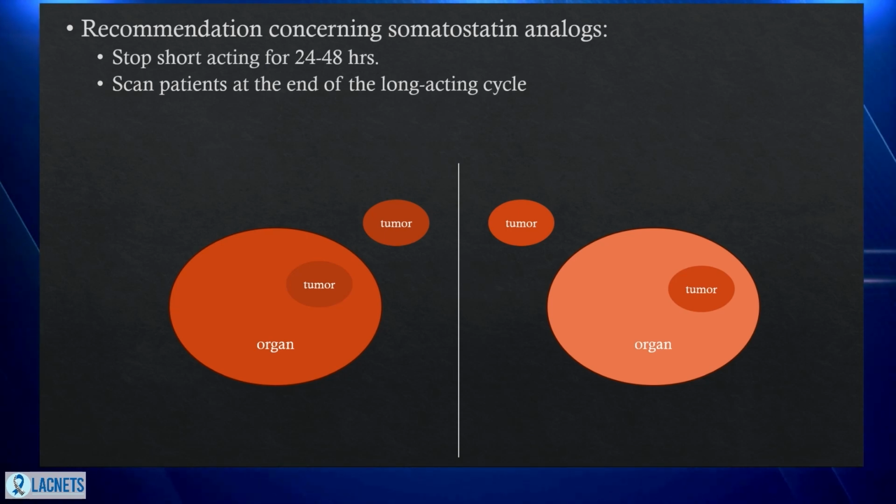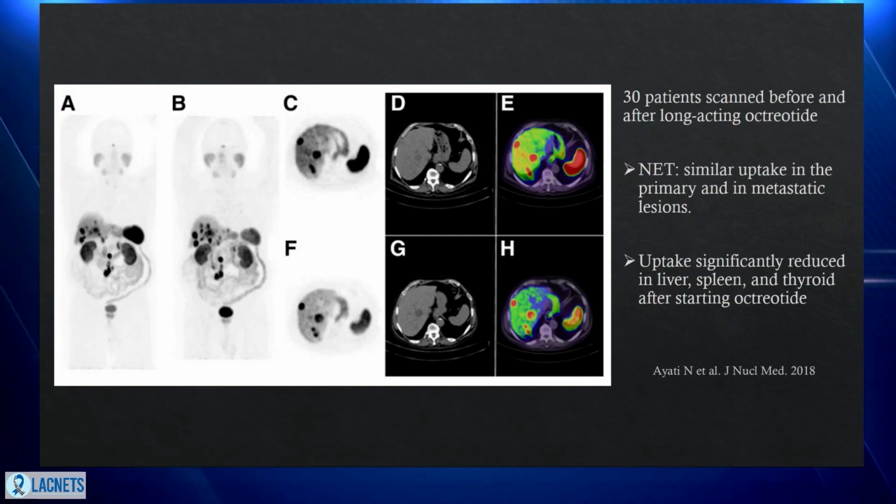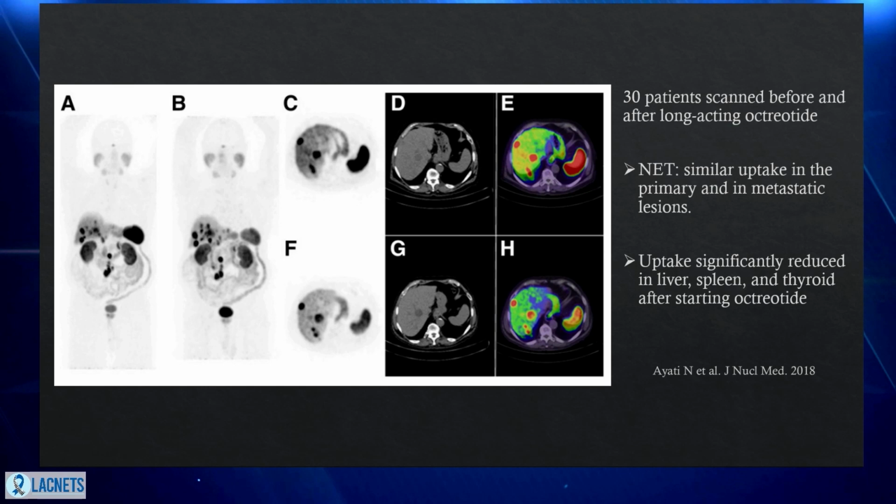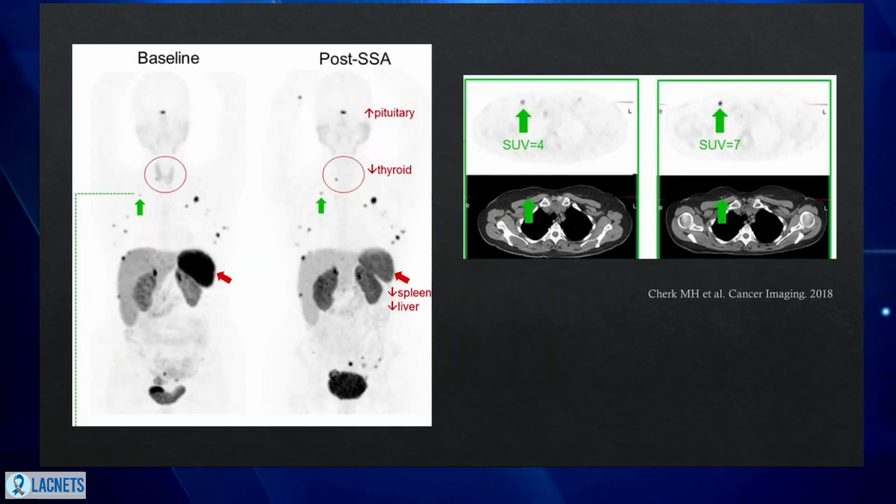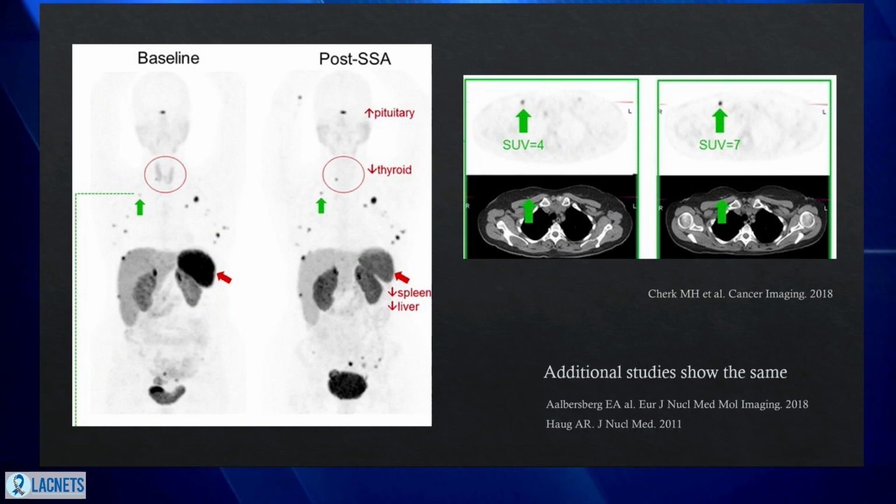And that's what the studies show on the presence of somatostatin analogs. For example, this is one of the studies that looked into that. Those were patients who were scanned before and after long-acting octreotide. What they show is that in normal organs, the uptake was lower. So we see less uptake in liver, spleen, and thyroid after starting octreotide. The uptake in tumor, however, is not very much affected. So the tumor to background ratio is still high or a little bit higher. There are also other studies that support this, and they show very similar findings.